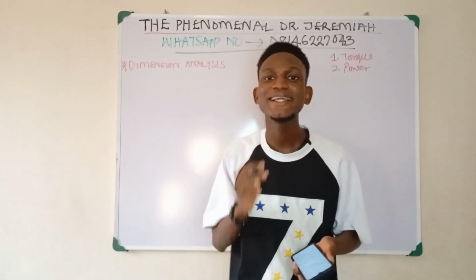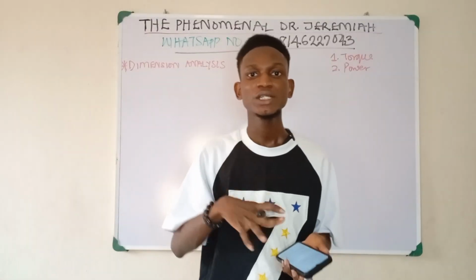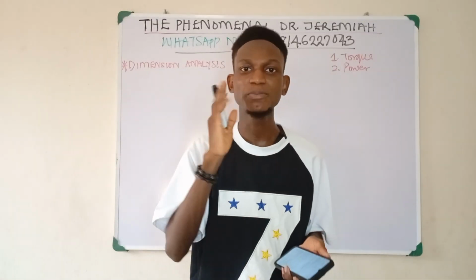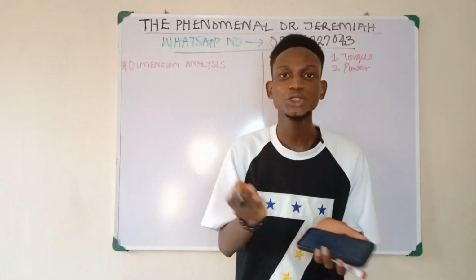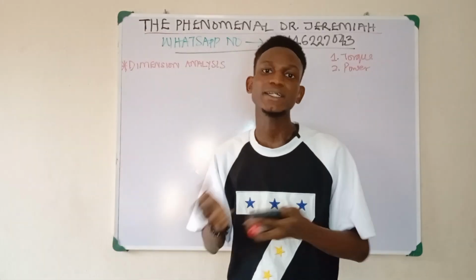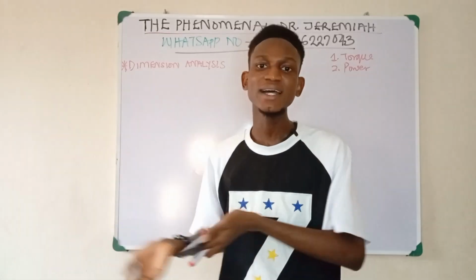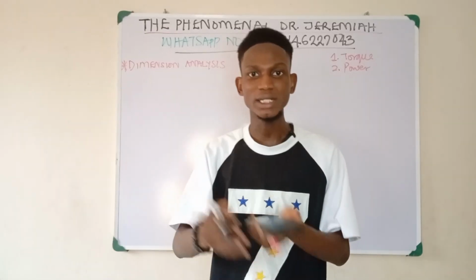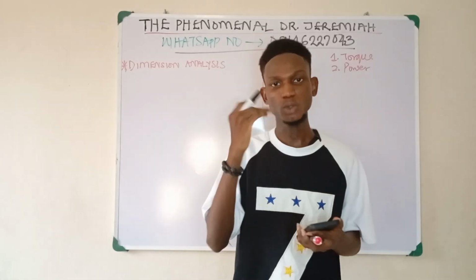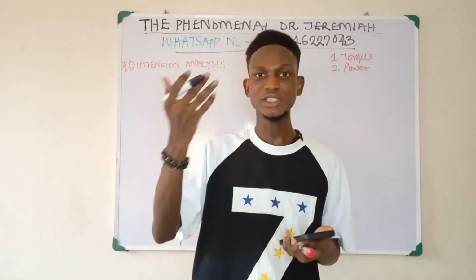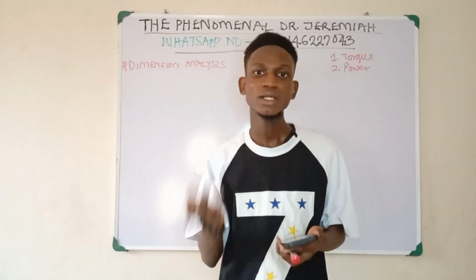So what is a unit? A unit is the yardstick with which a quantity is being measured. Take for instance, the unit of length is not mass. So we're going to measure length in meter, not mass. So you're going to measure length in meter, mass in kilogram, and all that. So that's the units.